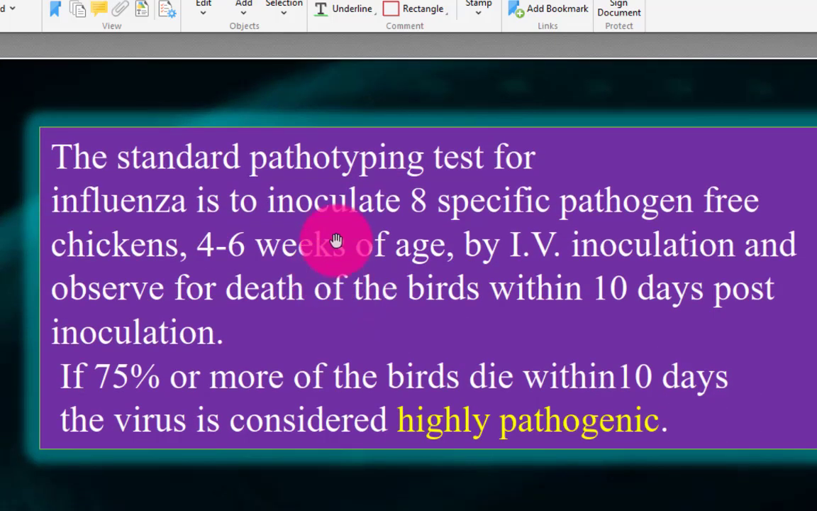The standard pathotyping test for influenza is to inoculate 8 specific pathogen-free chickens aged 4 to 6 weeks by intravenous inoculation and observe for death of birds within 10 days post-inoculation. If 75% or more of the birds die within 10 days, the virus is considered highly pathogenic.